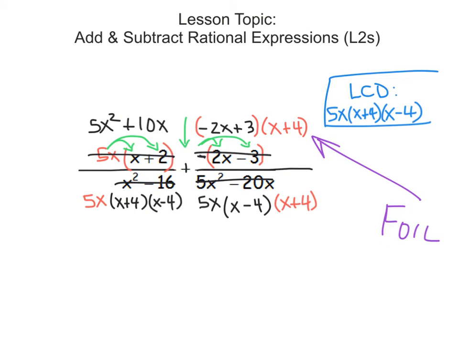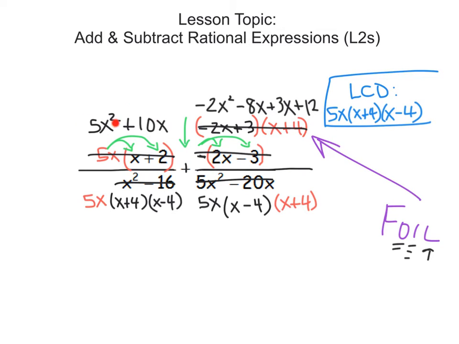So, again, F stands for first. We're going to multiply negative 2x by x. So that is negative 2x squared. And then our outside terms are negative 2x times 4, so minus 8x. And then the inside terms, which is 3 times x, so plus 3x. And our last terms, which is 3 times 4, so plus 12. Again, we're done with this. And now we can add our fractions finally.